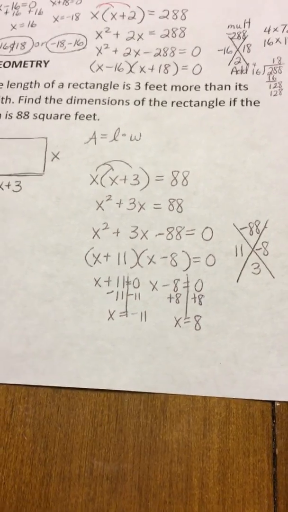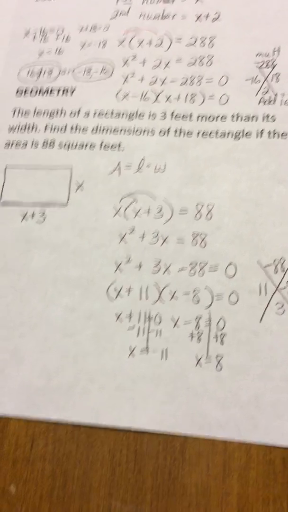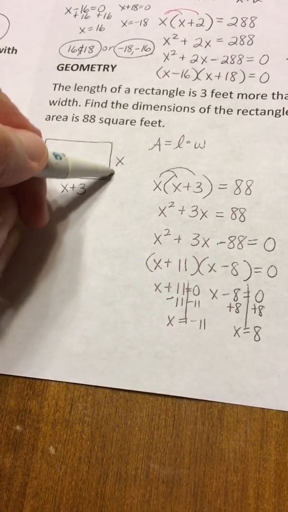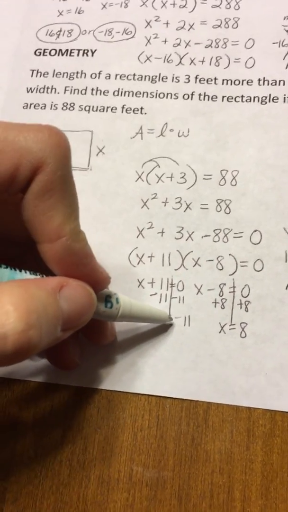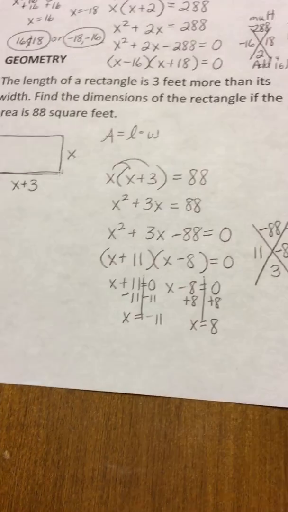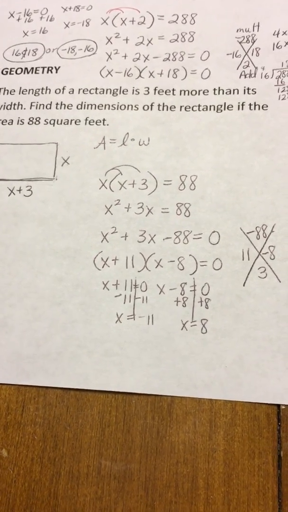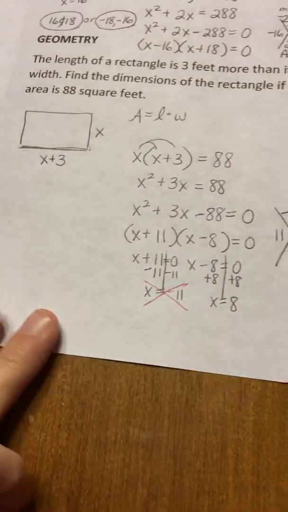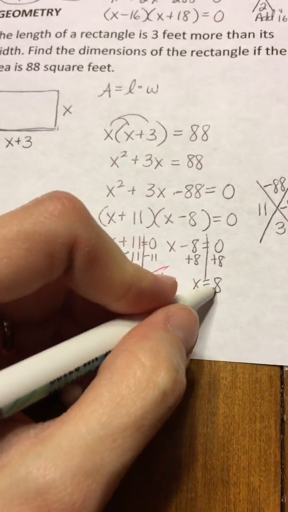Now let's think about those answers. When you think of measuring or how long a side is, would we say this side is negative 11 inches? Would you ever give a measurement in negative amounts? No. When we get out rulers or tape measures, we use positive numbers. So we want to throw this answer out. We're not going to use negative 11 for the answer. The answer is x equals 8.